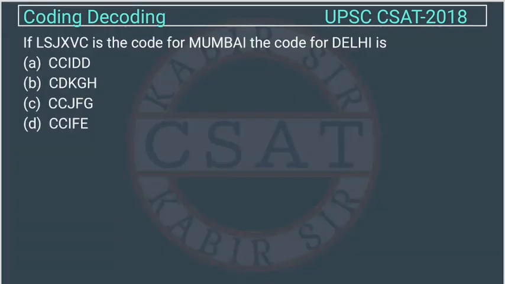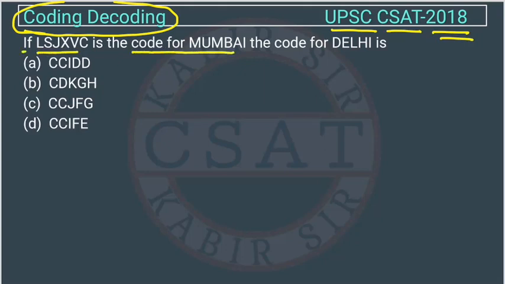So this is a question of reasoning taken from the chapter Coding and Decoding, asked by UPSC in the CSAT exam of 2018. If this is the code for Mumbai, then what is the code for Delhi, right? So the language is important here. So what is this? Mumbai is coded as this, right? So there are two ways we can write this.